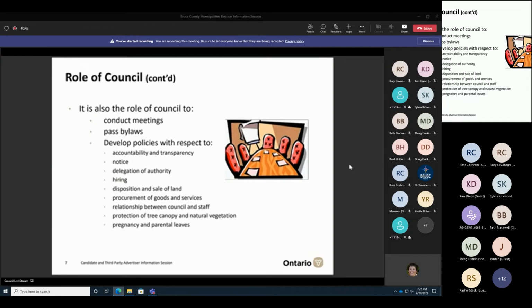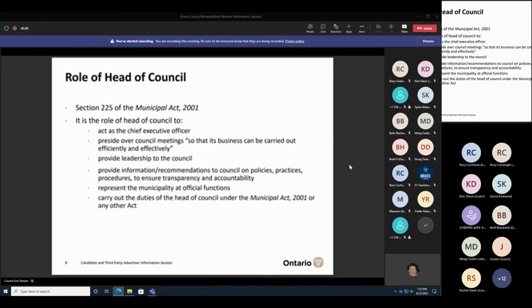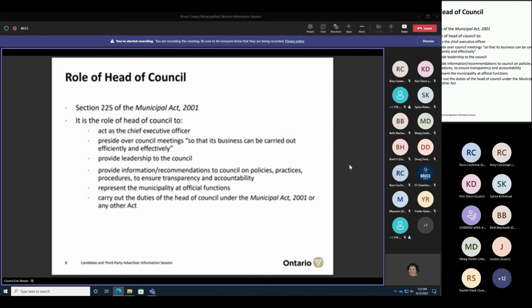Thank you. All right, next slide, please. So it is the role of head of council to act as the chief executive officer, preside over council meetings so that its business can be carried out efficiently and effectively, provide leadership to the council, provide information and recommendations to council on policies, practices, and procedures to ensure transparency and accountability. The head of council also represents the municipality at official functions. And they carry out the duties of the head of council under the Municipal Act or any other act.